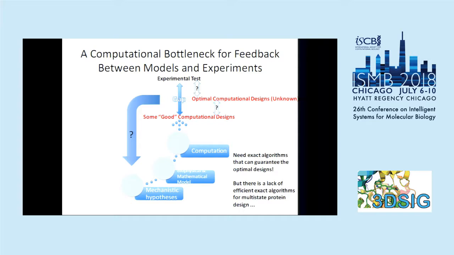And that's exactly the reason, like Marcel was saying, that we need exact algorithms that, based on the assumptions, hypotheses, and models you have, give you the optimal designs, and then you can test them, and then you can examine the hypothesis. But there is a lack of efficient exact algorithms for multi-state protein design. Actually, the only one that's available is from the Donald group, which I'll briefly talk about.